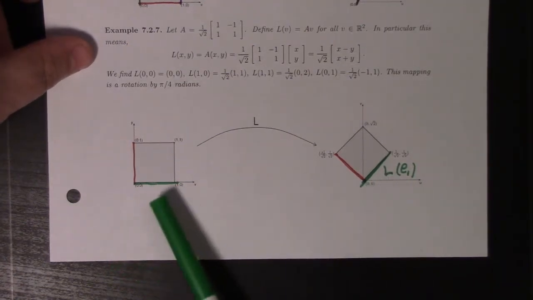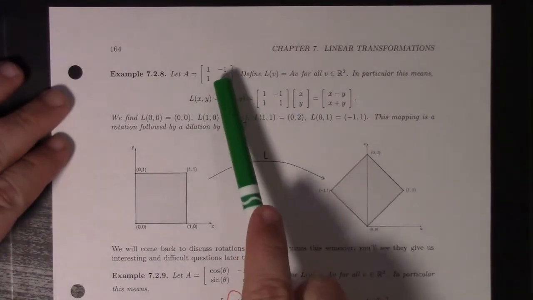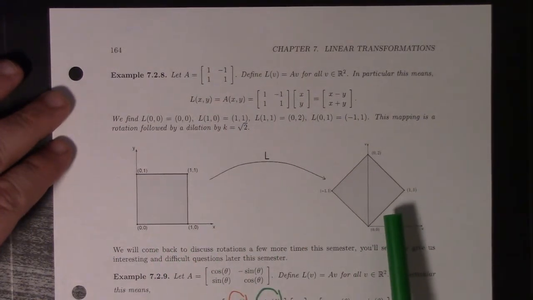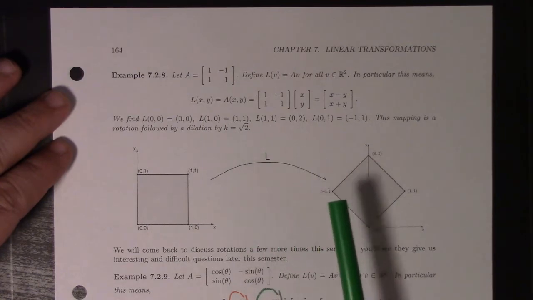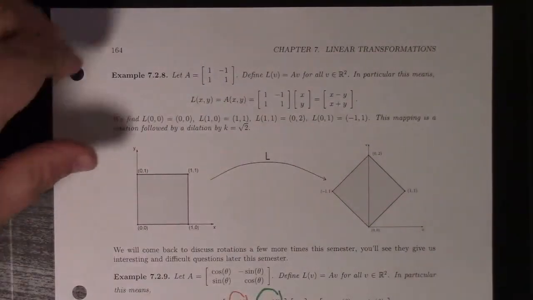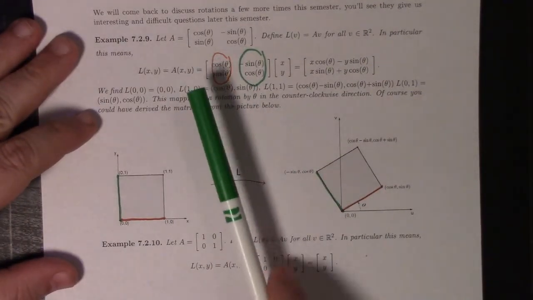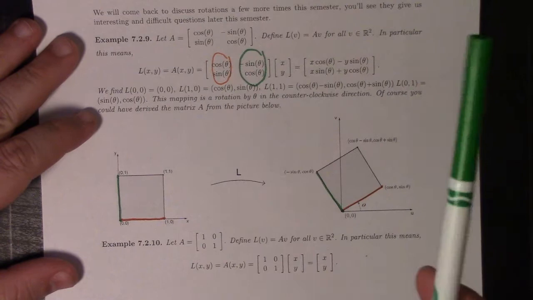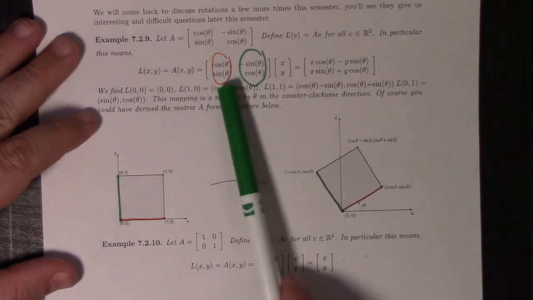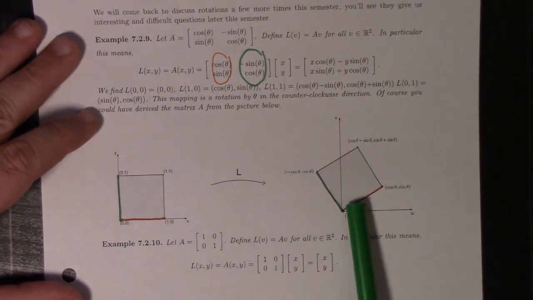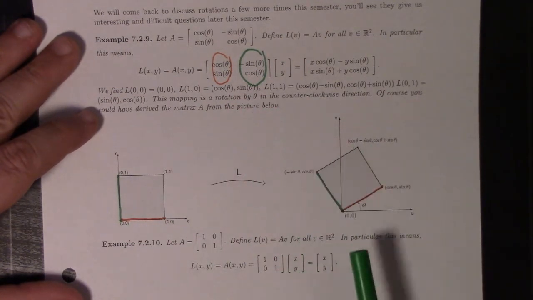Here's another one. This is a rotation by 45 degrees. Again, green maps to green, red maps to red. This one is very similar. Here, instead of having 1 over root 2, I've multiplied the previous one by root 2. So it's a rotation by 45 degrees and then a dilation by square root of 2. And this is an arbitrary rotation. If you want to rotate by theta radians, this matrix will do it for you. Conversely, you could take this picture and derive the matrix by doing trigonometry on it if you were so inclined.